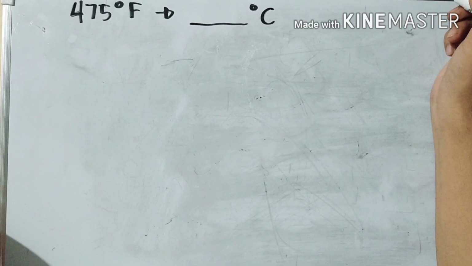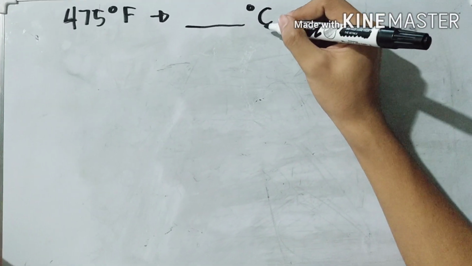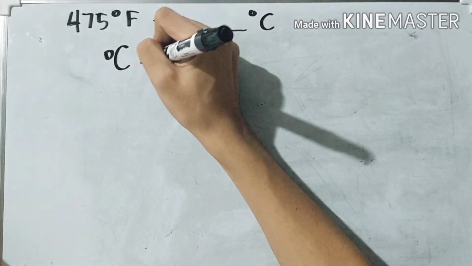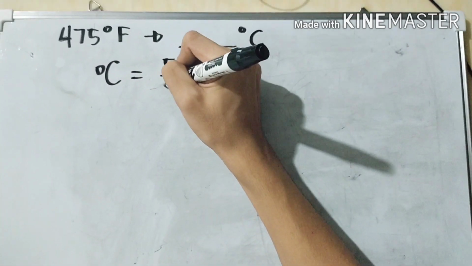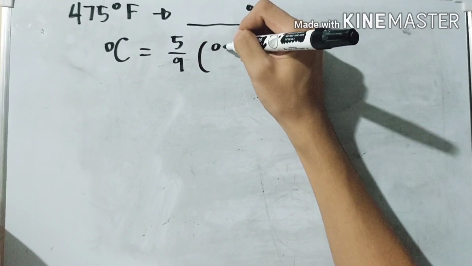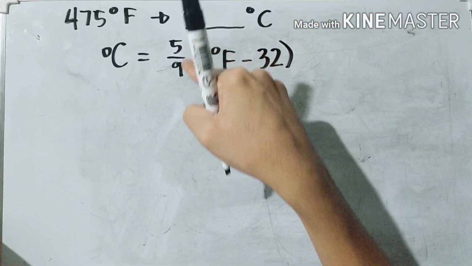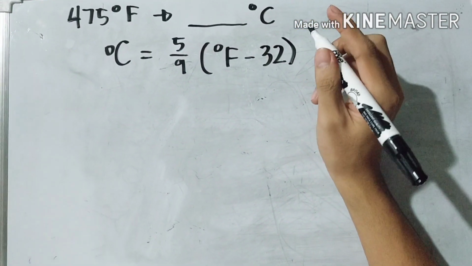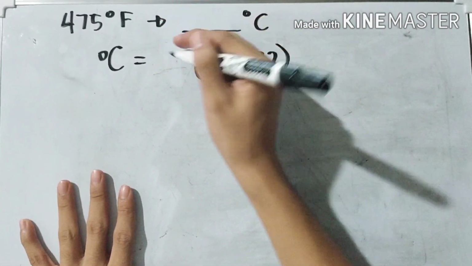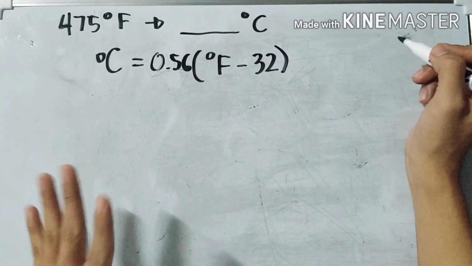Okay. 475 degree Fahrenheit, convert it to degree Celsius. Since we are looking for Celsius, the formula is degree Celsius is equal to 5/9 multiplied by degree Fahrenheit minus 32. So, pwede nyo din gamitin yung naka-decimal point na ang 5/9, which is equivalent to 0.56. I think that is easier than the fraction kasi marami ang takot sa fraction. Pero the same lang yun.